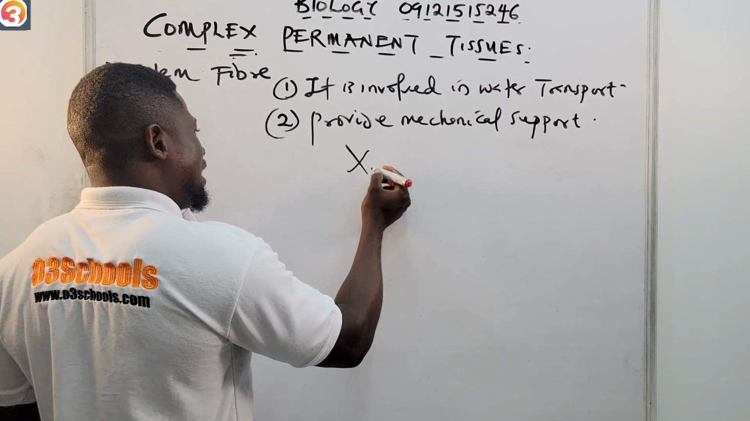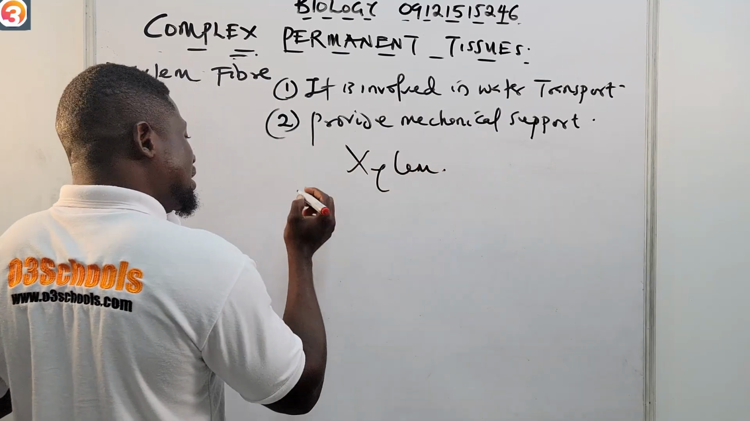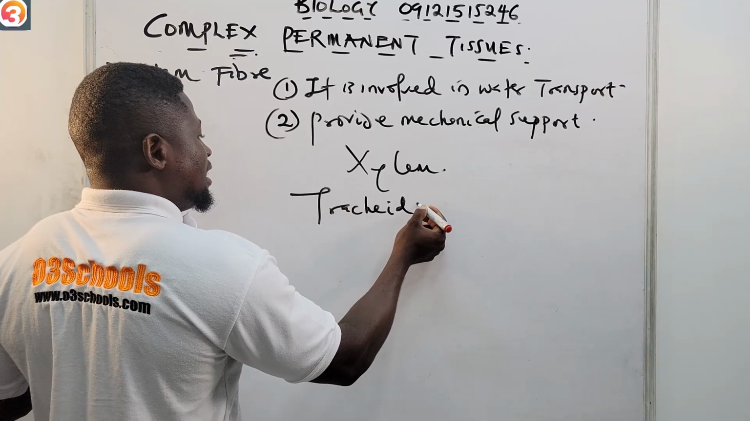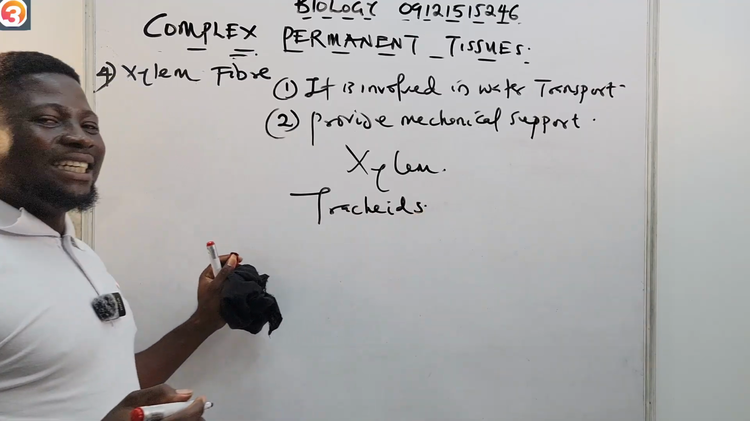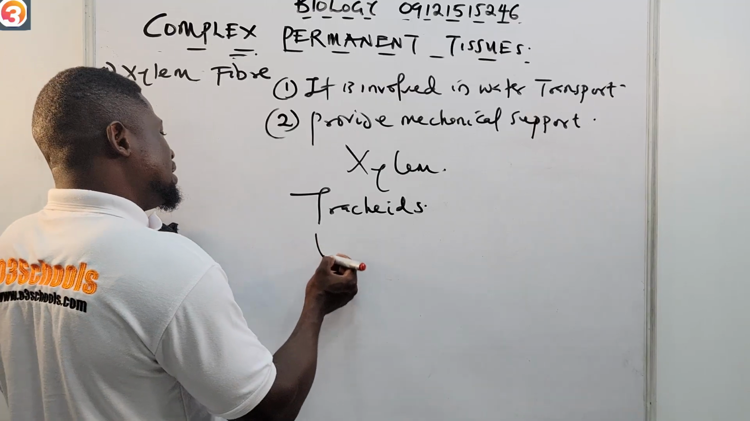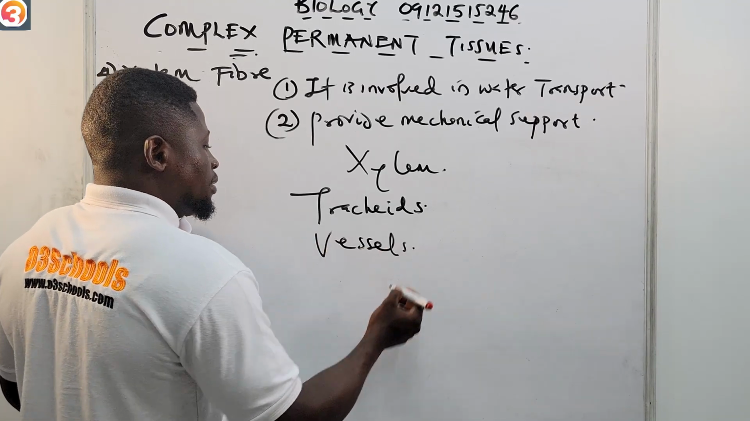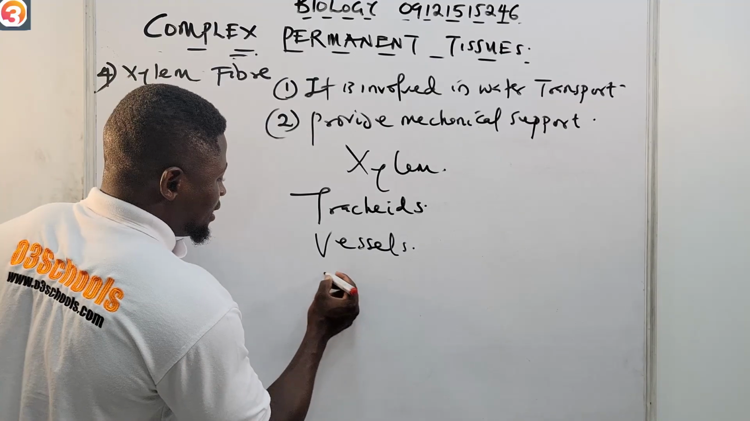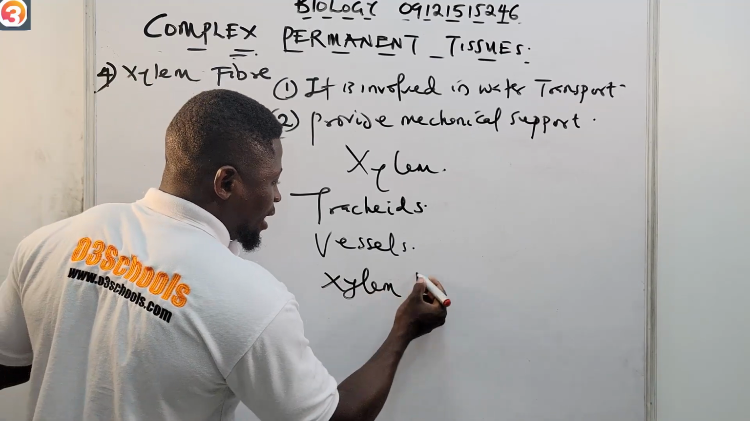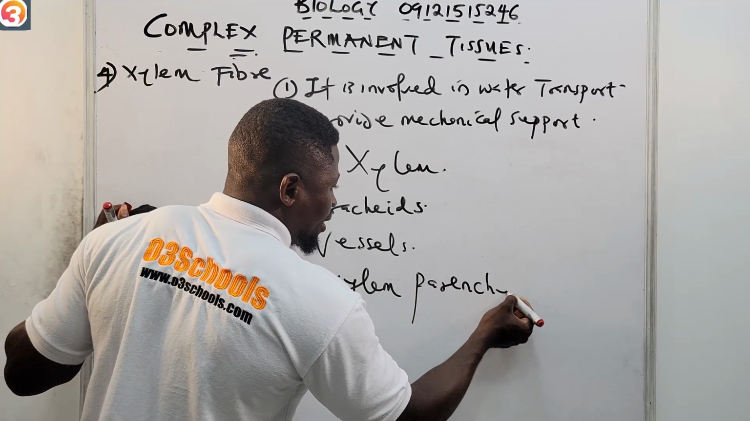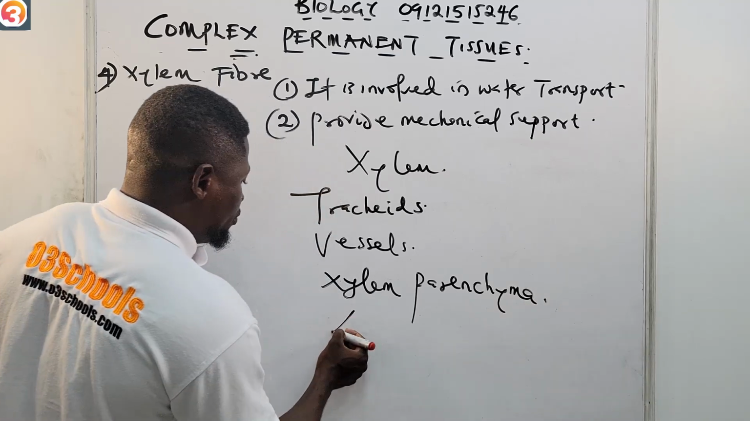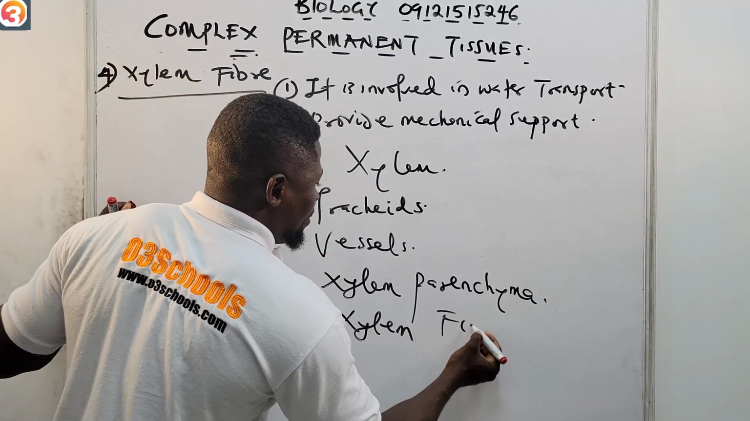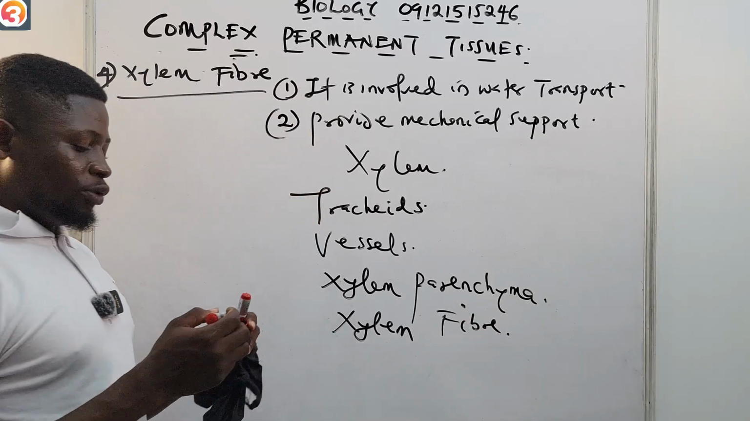The xylem. We say number one is what? Tracheids. Then number two, we said vessels. Then number three, we said what? Xylem parenchyma. Then number four, which you are seeing on the board right now, the xylem fiber. So please take note of all of these four.